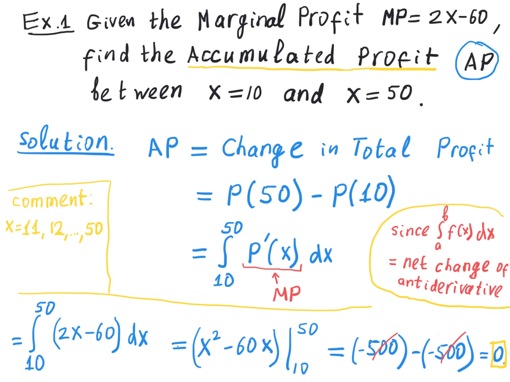Just a final remark. We were computing the accumulated profit between x equal 10 and x equal 50. What that really means is that we are computing the accumulated profit from unit number 11, 12, and so on. You see, we are computing the difference between the total profit from producing 50 units and the total profit of producing the first 10 units. So the difference between them, that's the profit from producing unit number 11, 12, and so on.